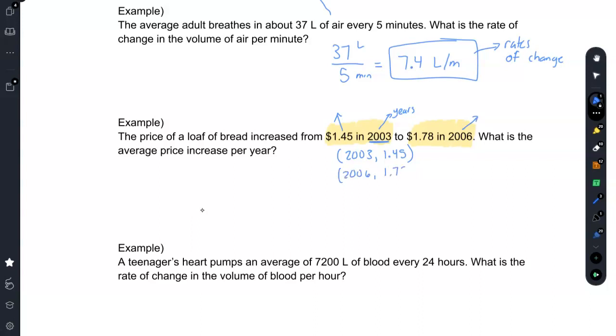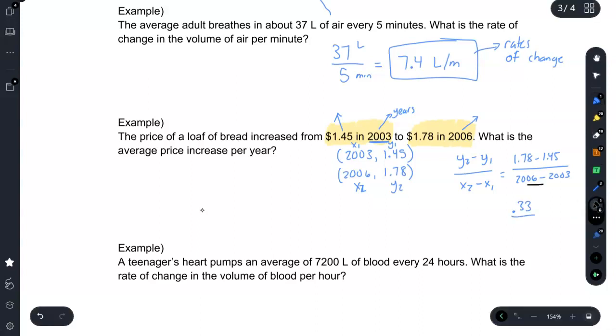It was $1.78. So I've thought of these as ordered pairs, and now I'm going to do y2 minus y1 over x2 minus x1, which gives me, and it doesn't matter which ones you call these, just make sure your x's and y's match up. If I call this one x2, y2, then this one up here has to be x1, y1. So this would be $1.78 minus $1.45 all over 2006 minus 2003. Grab my calculator. $1.78 minus $1.45 gives me 33 cents.